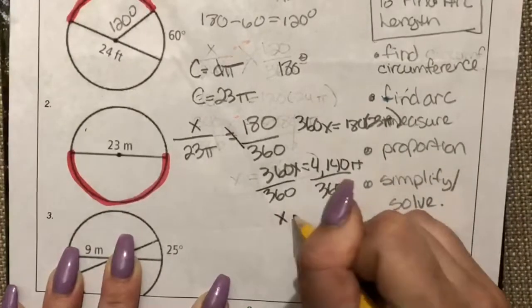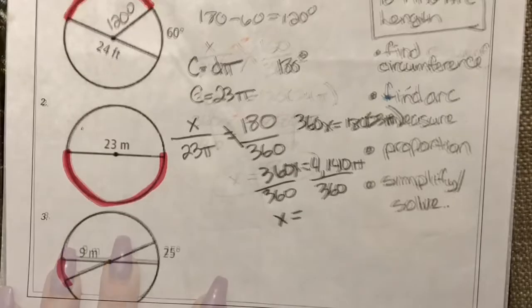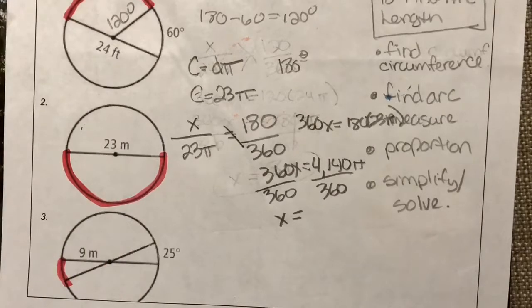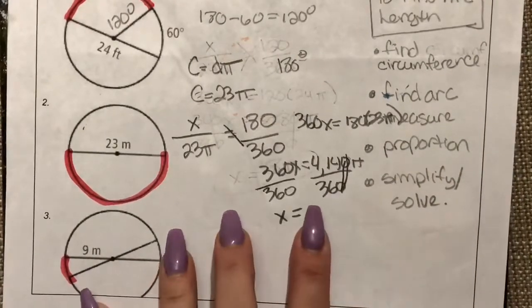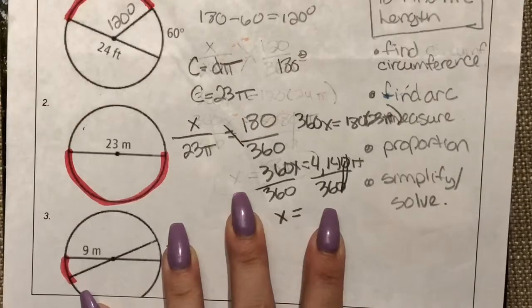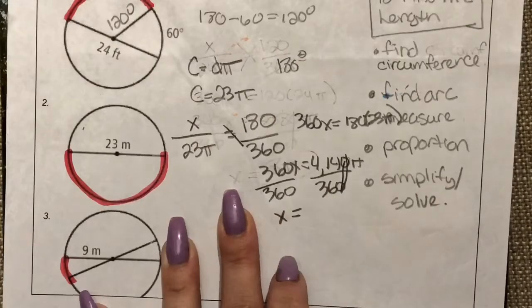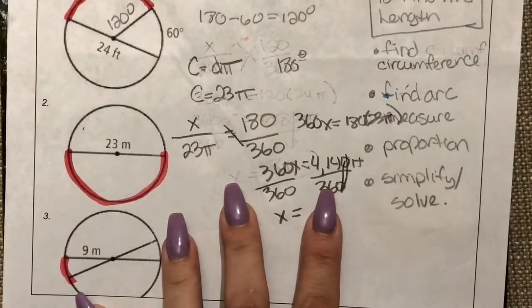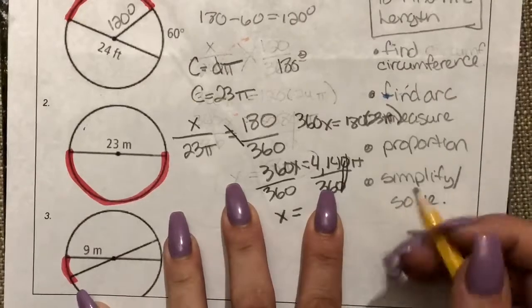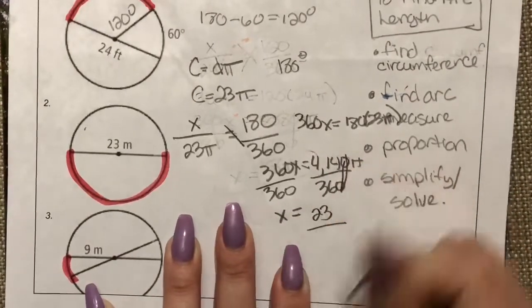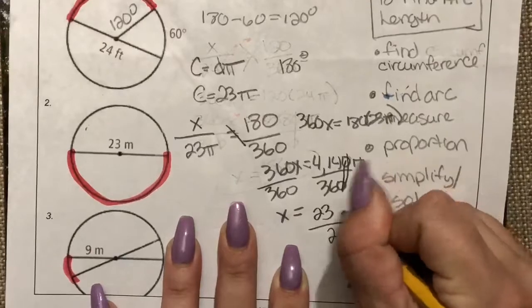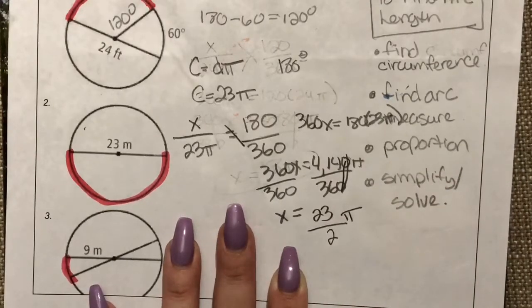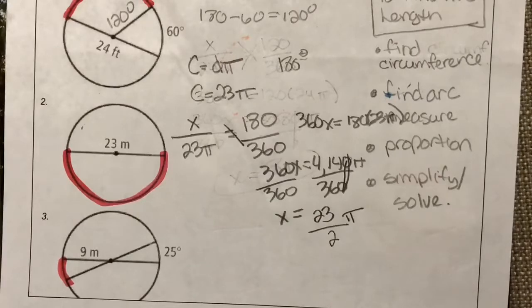And at this point, I'm going to try and simplify as much as possible. First thing I would do is cross out the zeros. And then I would try to think of what number goes into 414 and 36. After using a calculator, I figured out that both of these numbers are divisible by 18. So 414 divided by 18 is going to give me 23, and 36 divided by 18 is going to give me 2. And the pi is still part of the answer because, again, we are answering this in terms of pi.